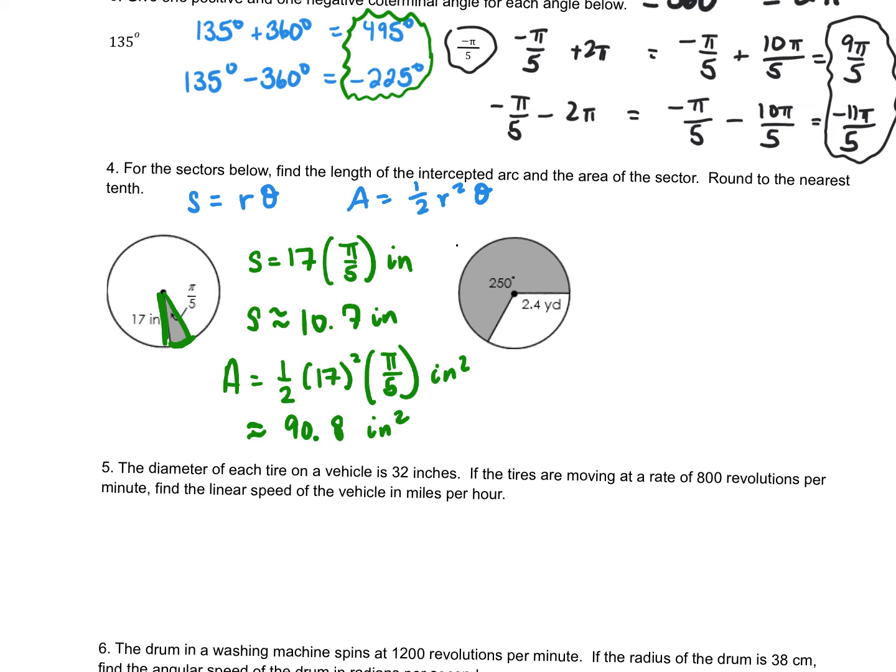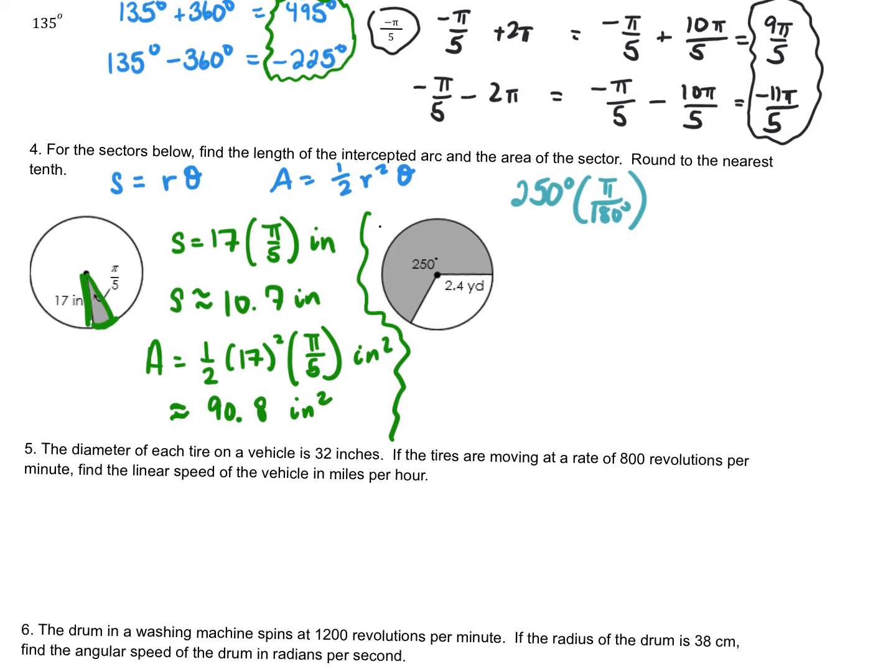Not quite as big as this next one, because this next one has a radius of 2.4 yards, so even bigger. Now the problem with this one, the reason this one's not going to be quite as simple, is our angle is 250. That's not in radians. So the first thing I'll do is take this 250 and convert it to radians by multiplying by pi over 180, just like we did above.